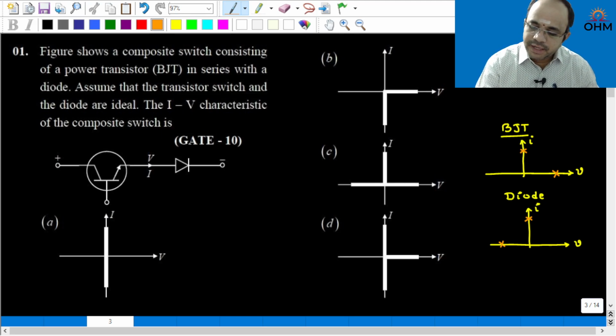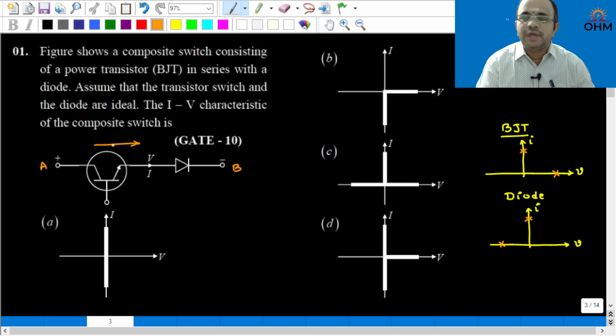Now by combining these two devices in series, the composite switch will block positive voltage which is contributed by BJT and negative voltage which is contributed by diode, and the direction of the current is always, suppose if you take these two terminals A and B, from A to B. Therefore, this series combination of BJT and diode will give you bipolar feature during turn off condition or blocking state, and the current will be of unidirectional feature. Therefore, option C will be the correct answer for the question.